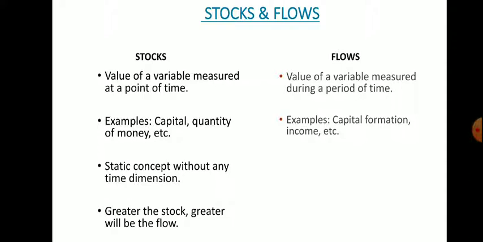So that is the example. Okay, and from an economic point of view, you can say an example like capital formation; income is a flow variable. So here, as you can see, a stock variable is a static concept because it says about a particular point of time. A flow variable, or flow, is a dynamic concept because it depends on the time period.